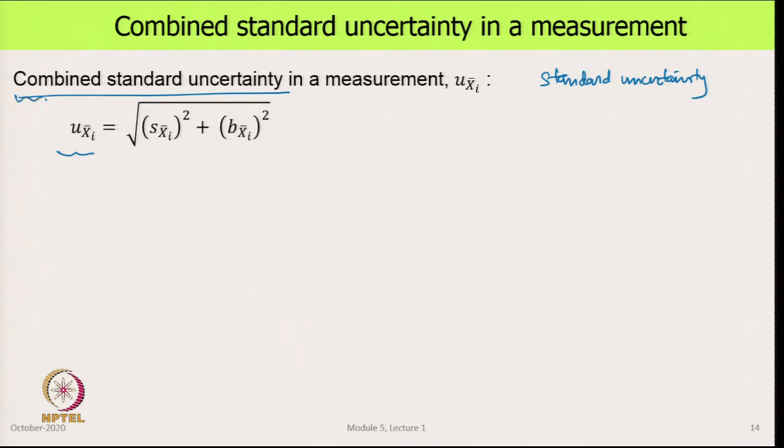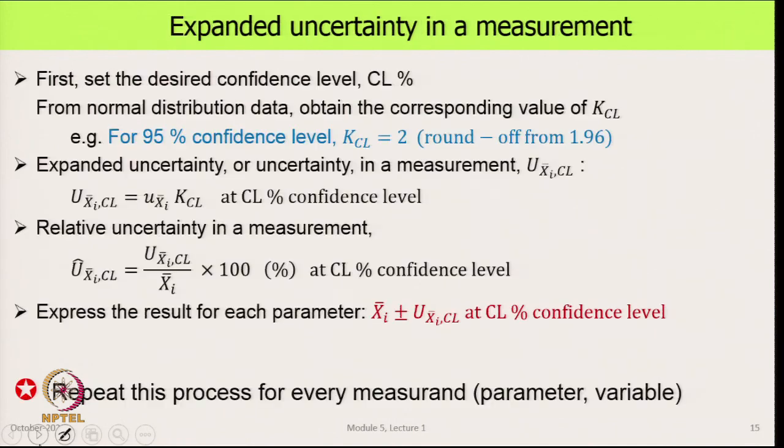So, the word combined is often dropped, but this is not the same as uncertainty. This is very specific, it is standard uncertainty u xi bar, and now we will convert this into the uncertainty by calling it the expanded uncertainty. And for that, our first step is we have to decide what is the confidence level at which I want to report my uncertainty.